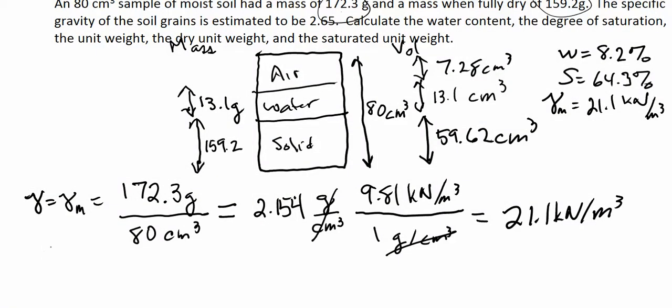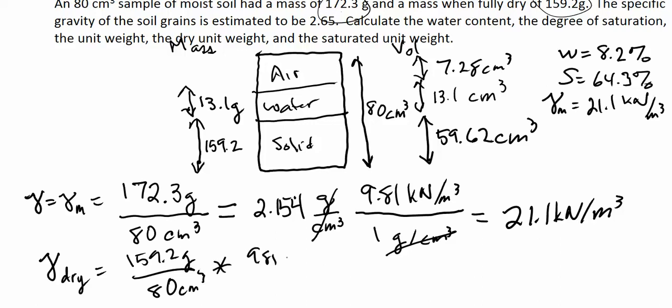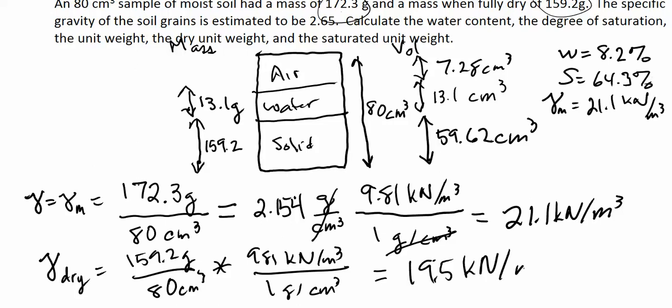Next, I need to calculate my dry unit weight. To get the dry unit weight, I would just have 159.2 grams of material divided by 80 cubic centimeters, and I can just put the conversion directly in here. 9.81 kilonewtons per cubic meter is equal to 1 gram per cubic centimeter, and that gives me a dry unit weight of 19.5 kilonewtons per cubic meter, and I'll write that down up here.